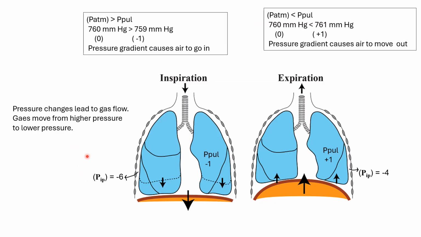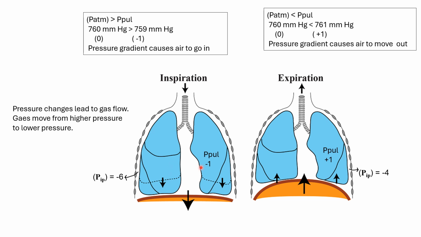Now let's see how this helps in the movement of air inside the body, which is known as inspiration. Inspiration is when we inhale, when the air goes inside the body, and expiration is when we exhale and take the air out of the body into the atmosphere. So what happens? We said that pressure changes lead to gas flow. Now let's see what the atmospheric pressure is. The atmospheric pressure is 760 millimeter Hg.